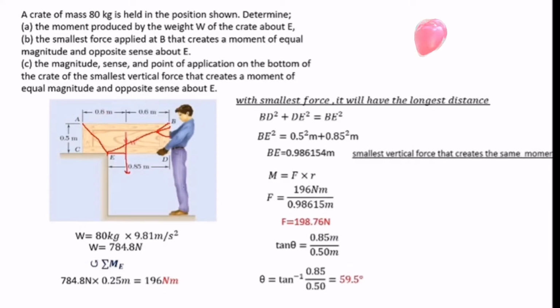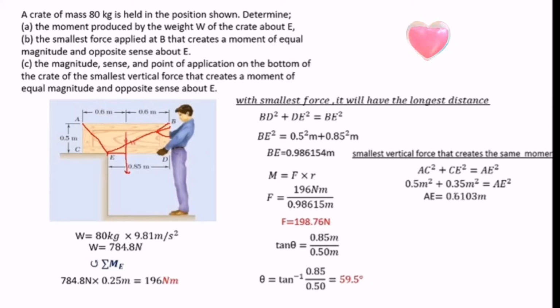So with a smaller vertical force that creates the same moment, you are going to use the same moment which is created at E. Using the Pythagorean theorem, AC squared plus EC squared will give you AE squared. You know that AC is 0.5 meters, and CE will be 0.35 meters, as this is 0.25 subtracted from 0.6 meters. That will give you AE to be 0.6103 meters.